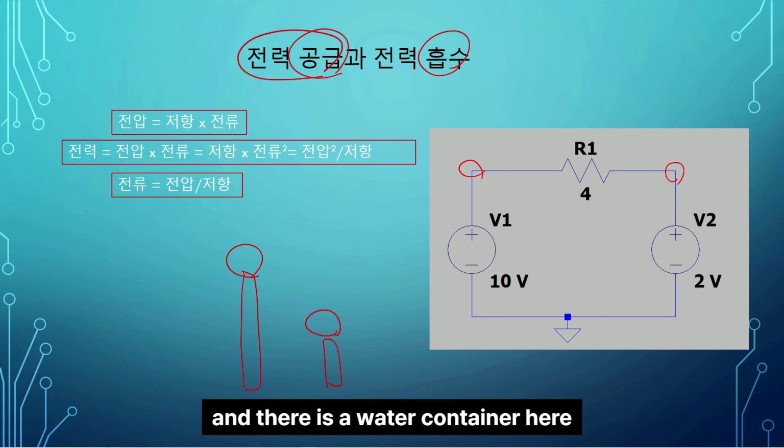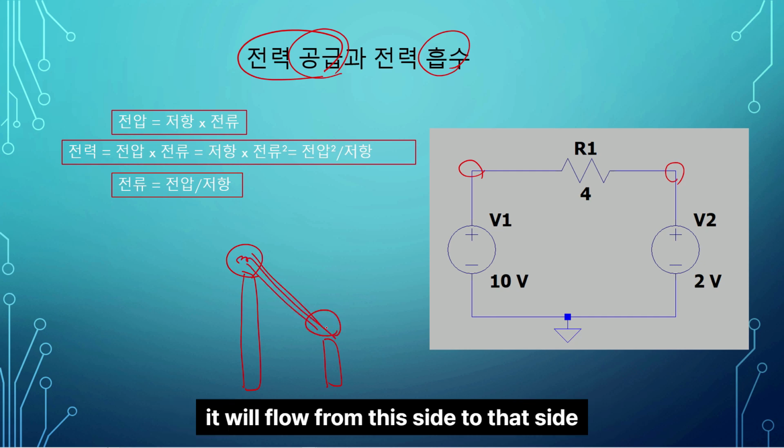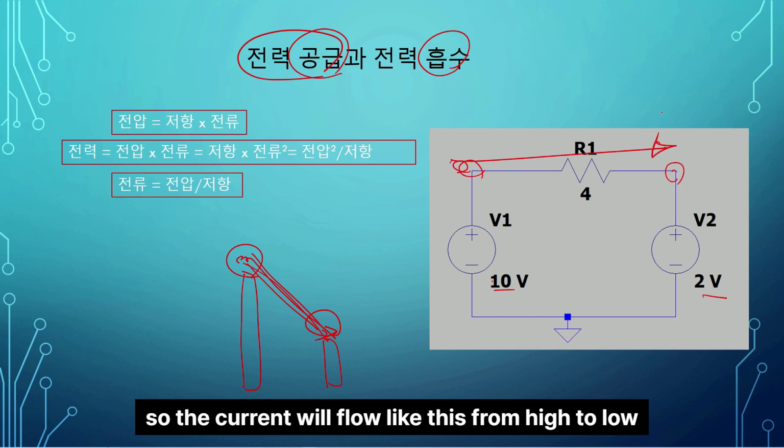And there is a water container here, and a hose over there. So where does the water flow? It will flow from this side to that side, from a high place to a low place. The voltage here is 10 volts, and here it is 2 volts, so the current will flow like this from high to low.